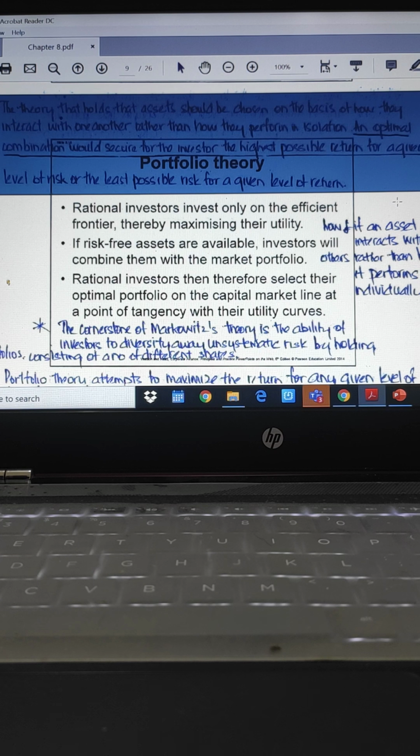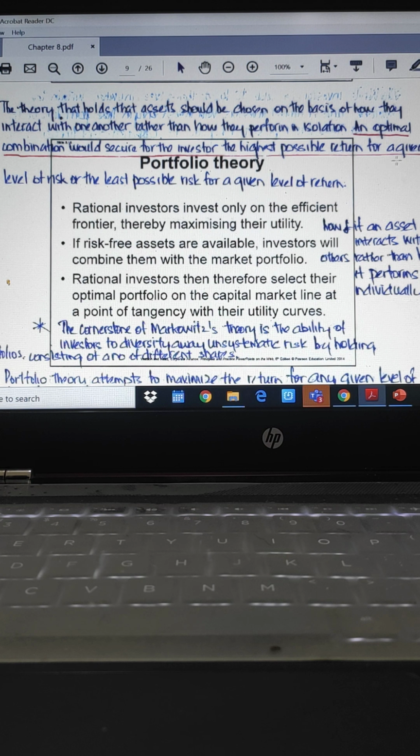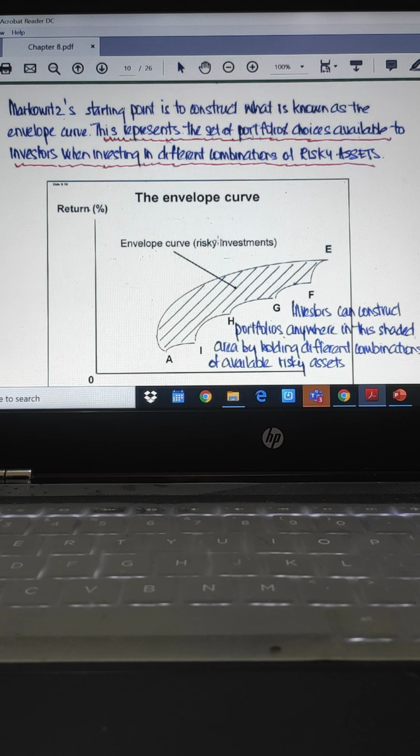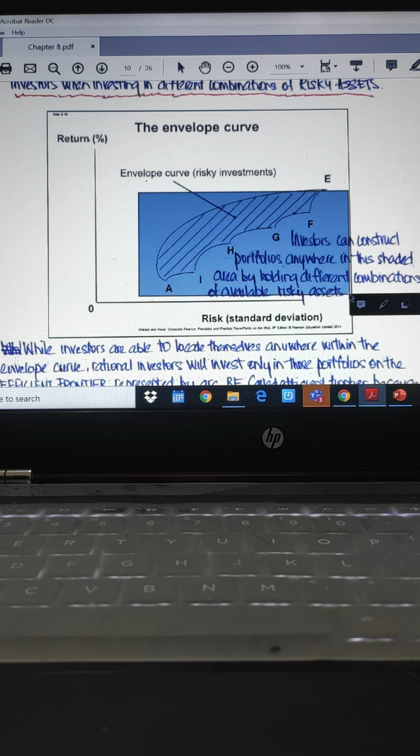This is exactly what Markovich mentioned in his theory. The highest possible return for a given level of risk, or the least possible risk for a given level of return. Rational investors invest only on the efficient portfolio. If you see the slides in the next slide, this is where rational investors would invest in, the shaded area.